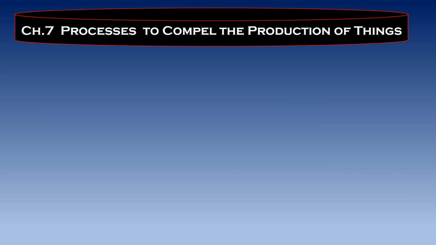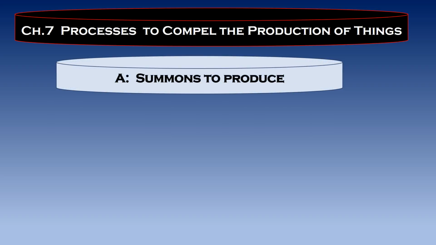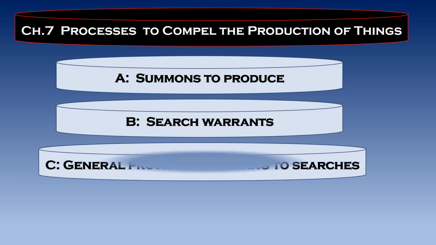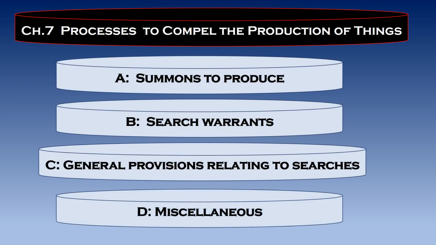Chapter 7: Process to Compel the Production of Things. This chapter is also divided into four parts: A. Summons to produce, B. Search warrants, C. General provisions relating to searches, and the remaining things are covered in D part, which is miscellaneous.